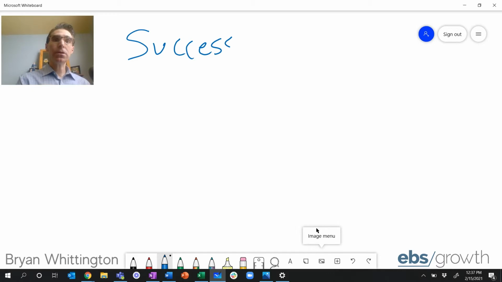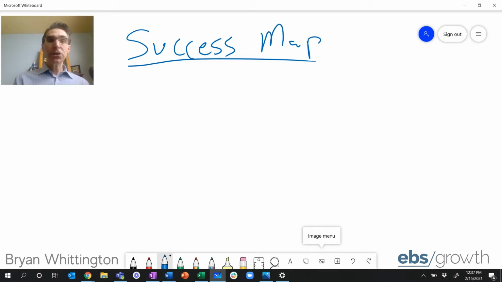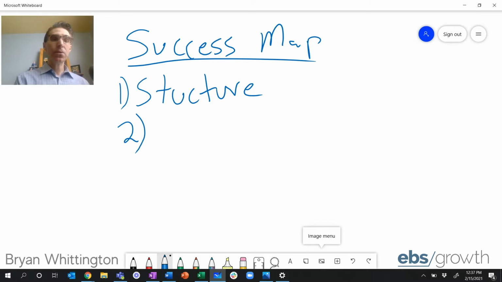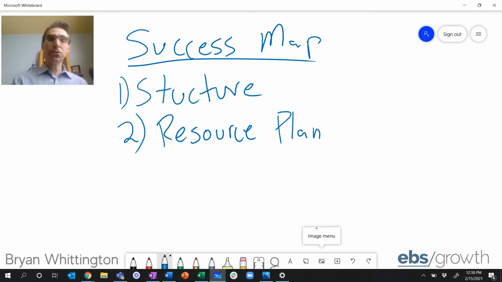Well, many of you know of an org chart, right? Everybody knows what an org chart is. So, if we look at a success map, we can really break this up into three effective uses for this. Number one is, what is the structure of our organization? Number two is, what is our resource planning based upon this structure?